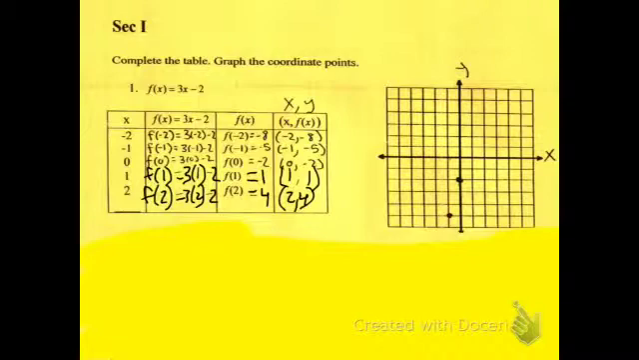This one's already got (-1, -5) and (0, -2). We just got to put on (1, 1), and then the point (2, 4), which is this. And so we got all our points. And that's really all you have to do.